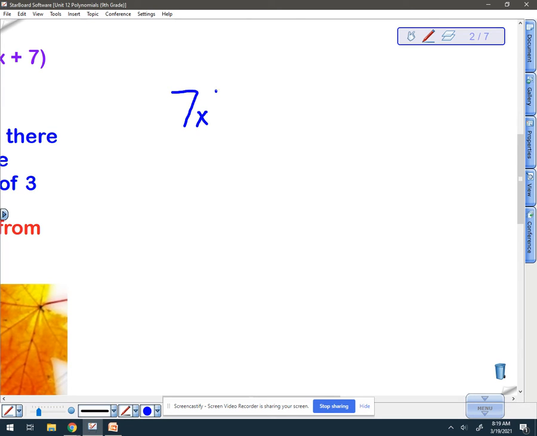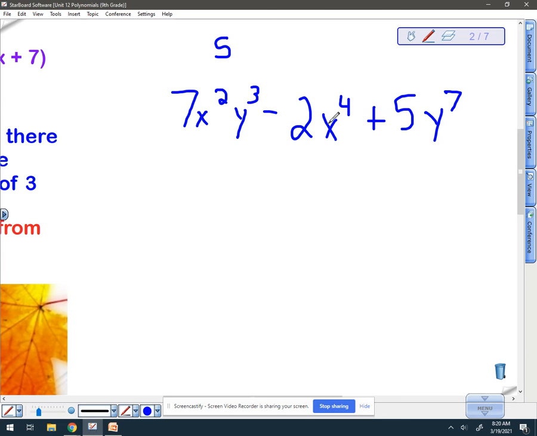7x squared y cubed minus 2x to the fourth plus 5y to the nothing, just y. So all you do is look at each one, and actually no, because that's not going to rearrange anything. So let's put y to the 7th. You look at each one and ask, what's the degree of this one? All right, 2 plus 3, its degree is 5. What's the degree of this one?